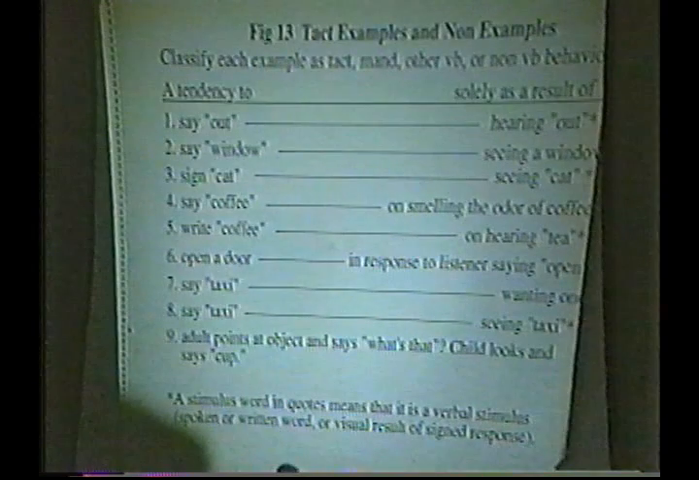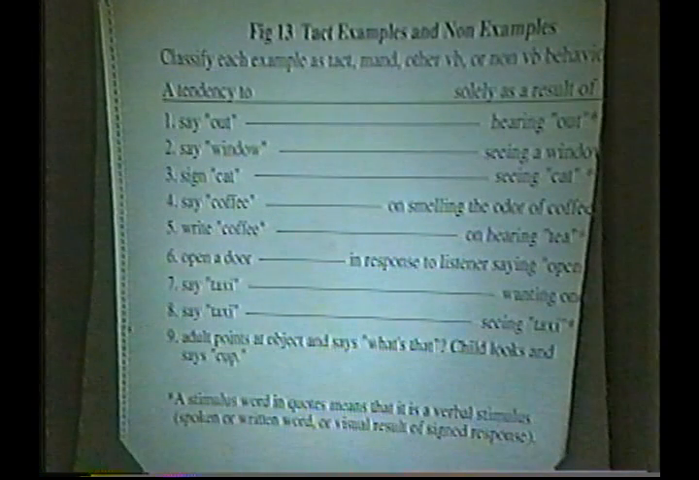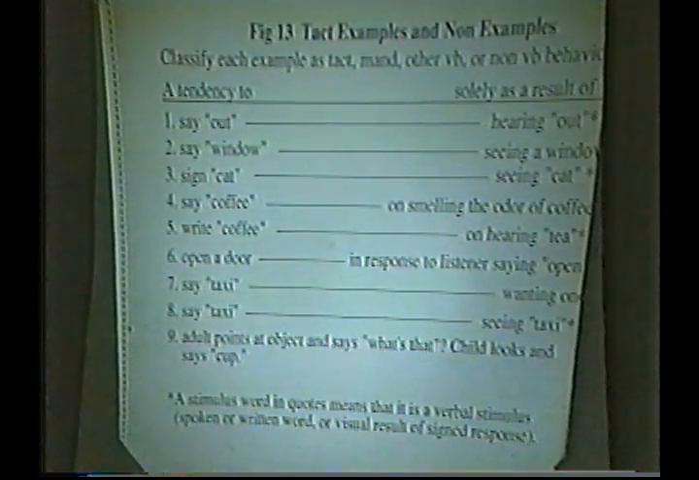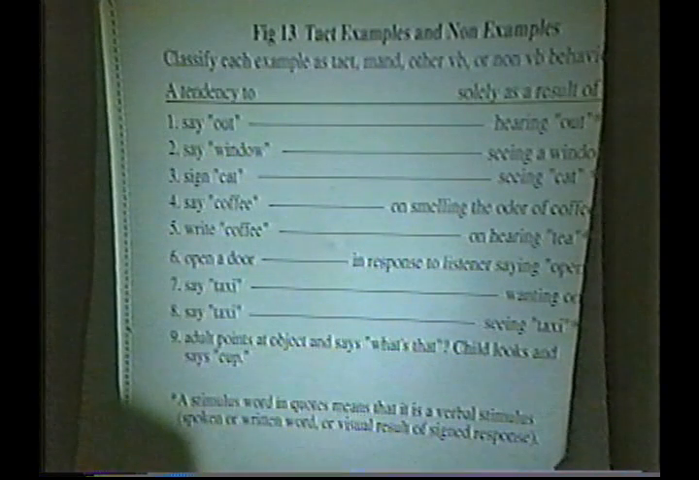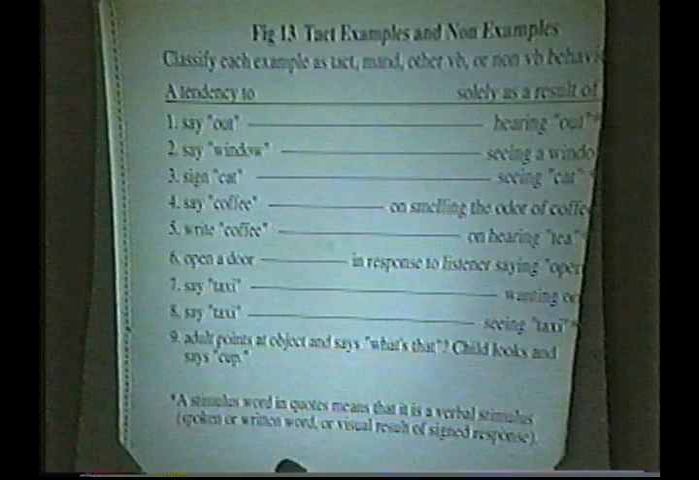To open a door in response to a listener saying open. Now that's a very tricky and common one. The listener is manding, no question. The listener says open, and his or her behavior is a mand to the speaker. The speaker then opens the door. Well, that's not verbal behavior. It's a response to a verbal stimulus, but it's not verbal behavior, even though it may be reinforced by another person. That's a complicated example, reacting to other people's mands, and we'll cover that in the advanced version of the course.